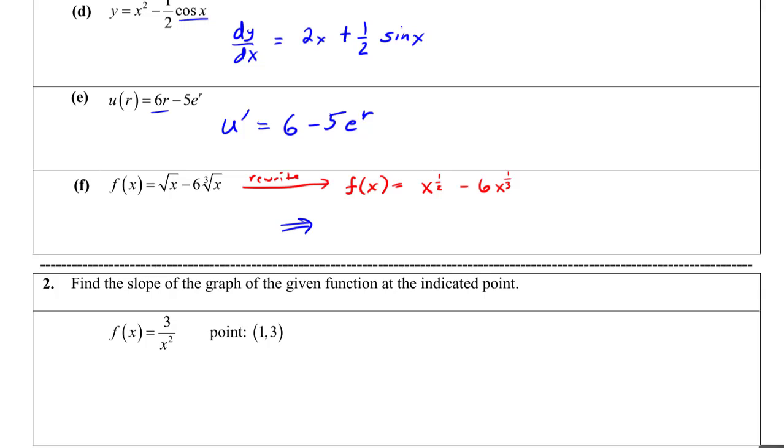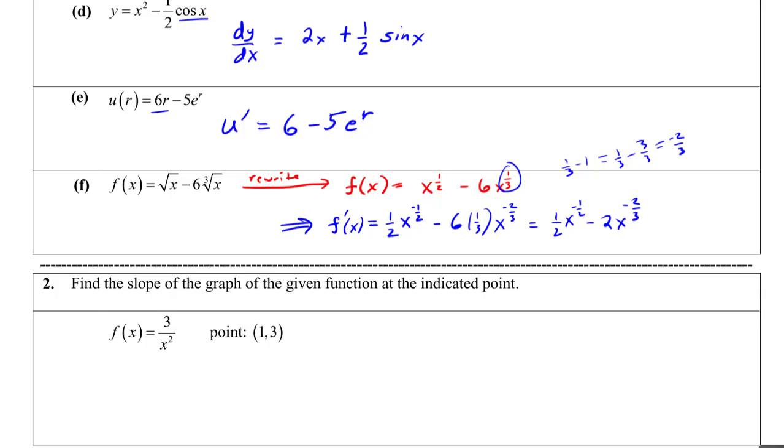Now I'm going to take my derivative. F prime of x is 1/2 x to the minus 1/2, because I did 1/2 minus 1, minus 6 times the 1/3 comes down, x to the 1/3 minus 1, so 1/3 minus 1, 1/3 minus 3/3 is minus 2/3. So that gives me 1/2 x to the minus 1/2 minus 2x to the minus 2/3.